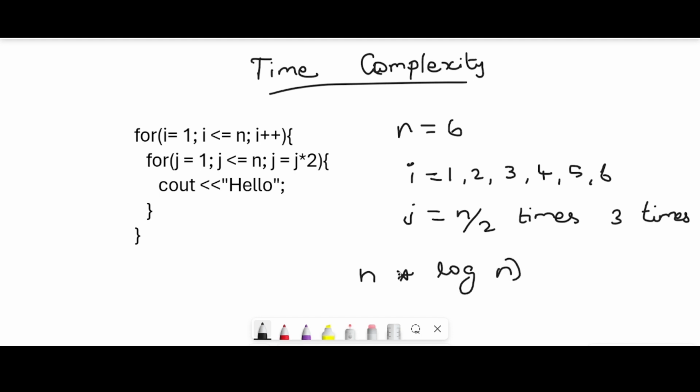We have already seen an example with n time complexity where the entire for loop runs for n times, and we have also seen one example based on multiplication which takes log n time complexity. Here in this code snippet both are combined, so it will take order of n into log n time complexity.